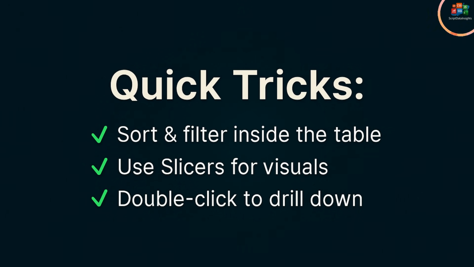A fantastic feature is the ability to double-click to drill down. If you see a total in your pivot table that you want to investigate further, just double-click on that cell, and Excel will open a new sheet showing all the raw data that contributed to that specific total.